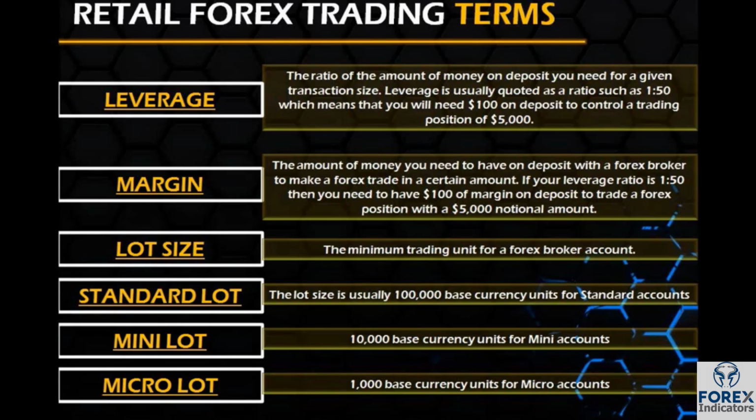And then we have another common term that you need to know, lot size, which is simply the minimum trading unit for a forex broker account. And we have the types of lot sizes. You'll find there's a standard lot. The lot size is usually 100,000 base currency units for a standard account. So if you have a standard account, you're trading 100,000 base currency units. That's the lot size, 100,000.